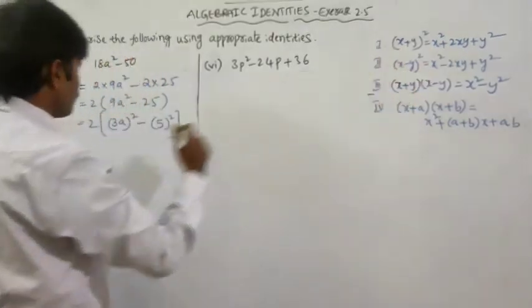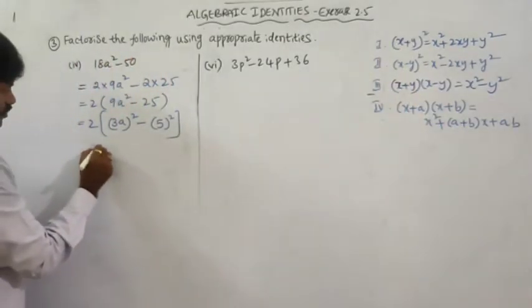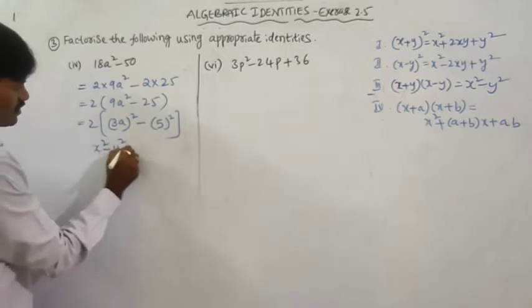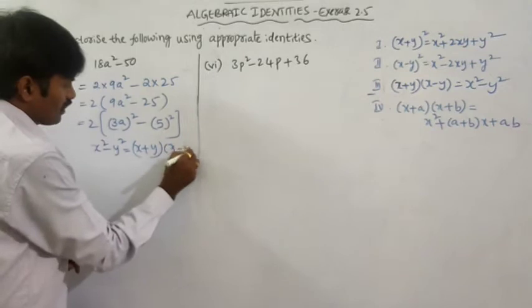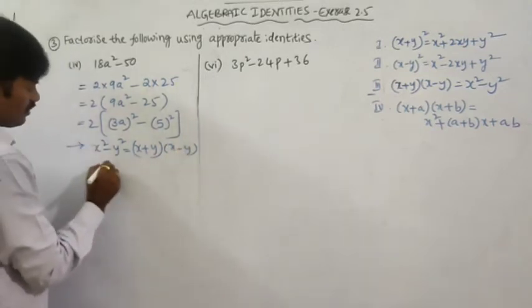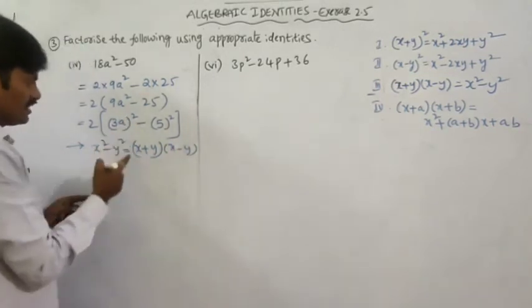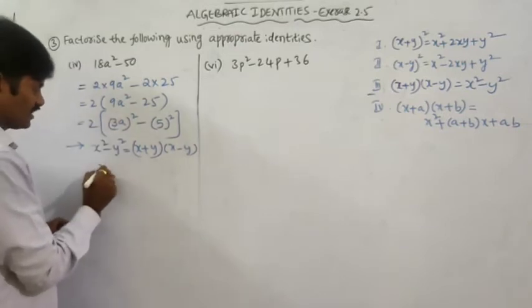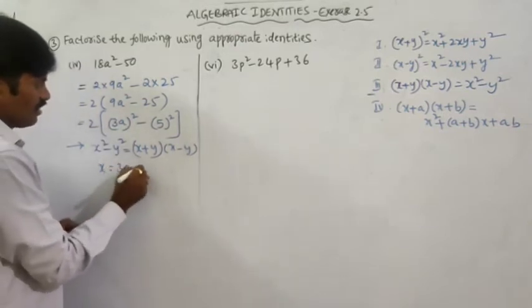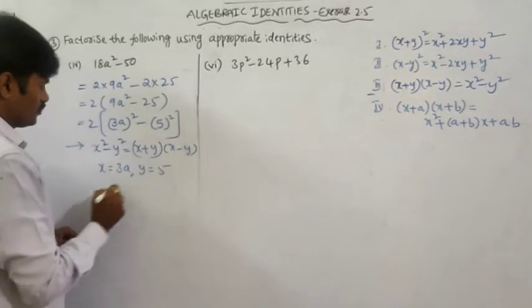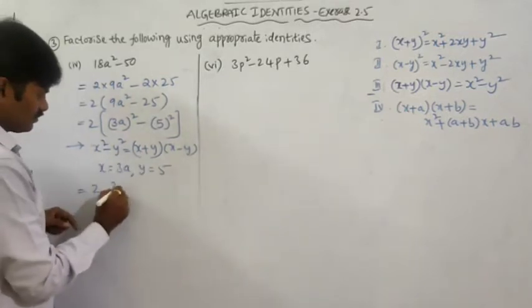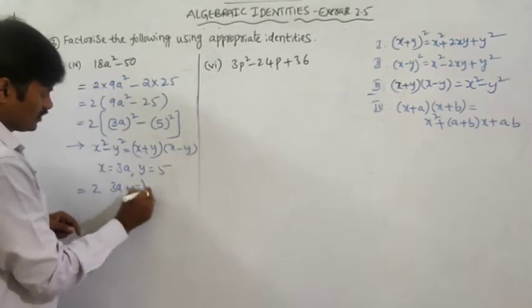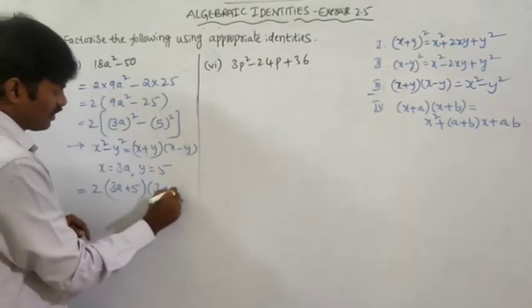See, x square minus y square. So it is in the form of x square minus y square. What is the formula for it? x plus y into x minus y. What is the suitable identity? If you compare this expression with this identity, here x is equal to 3a, y is equal to 5. So write it in this way: 2 into x plus y, that is 3a plus 5 into 3a minus 5.